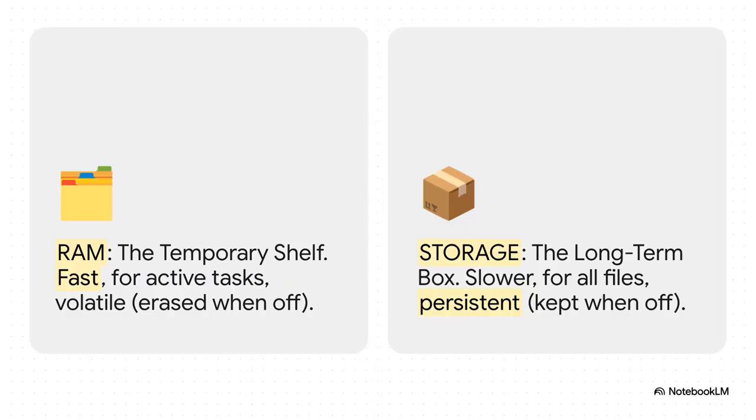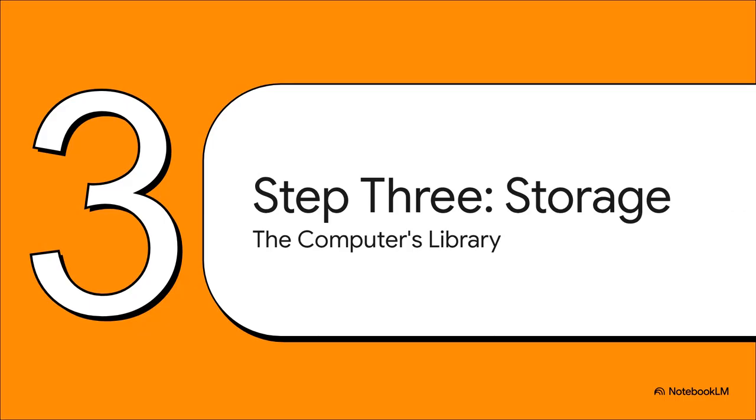Now, this is a point of confusion for a lot of people, so let's make it really clear. RAM is the fast, temporary shelf for what you're doing right now. Storage, on the other hand, is the long-term box where you keep everything, your apps, your photos, your files, even when the device is turned off. It's your active workspace versus your permanent library. And speaking of the library, that brings us perfectly to our third step, storage. This is where your device holds onto information for the long haul.